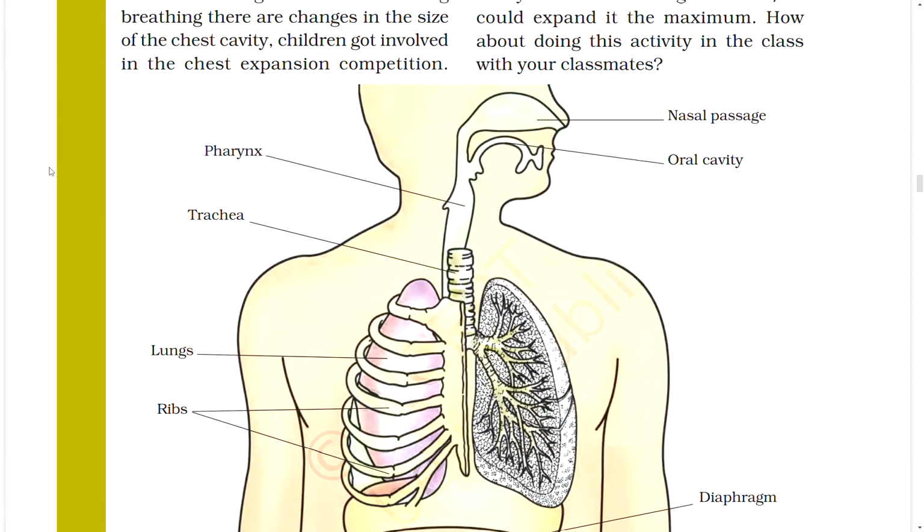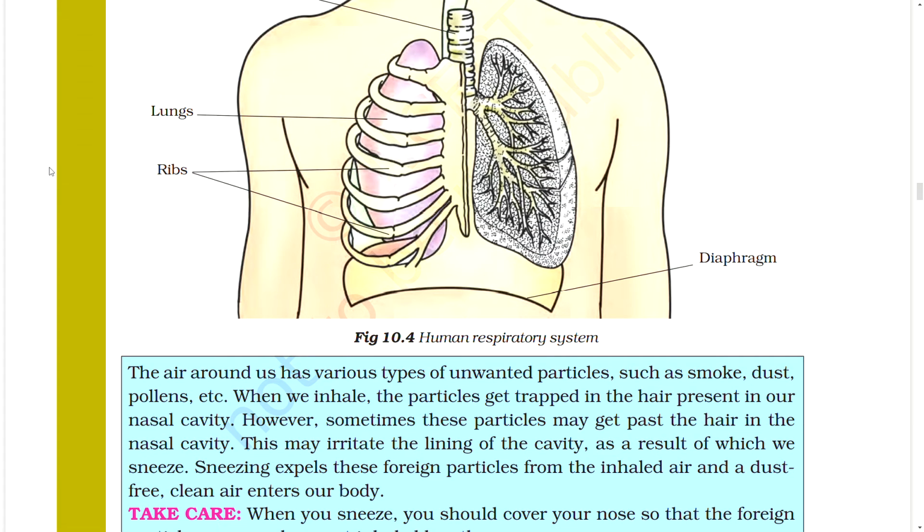Nasal passage, oral cavity, pharynx, trachea, lungs, ribs, diaphragm. Figure. Human respiratory system.